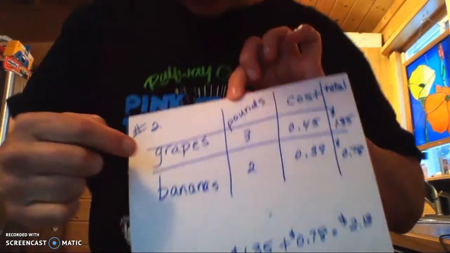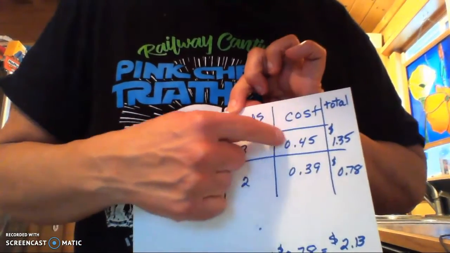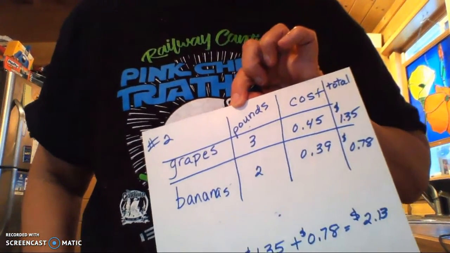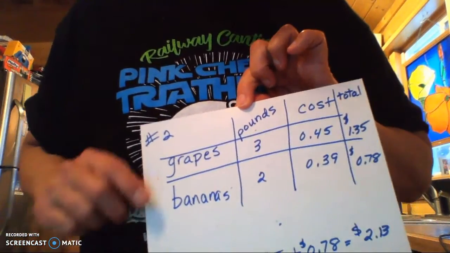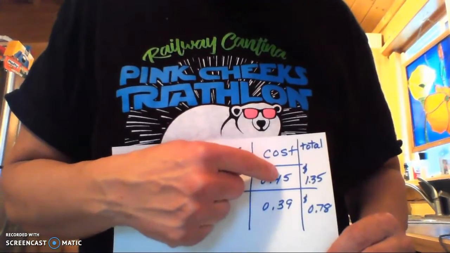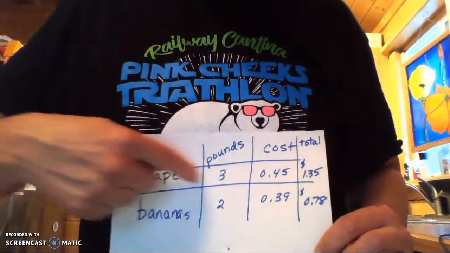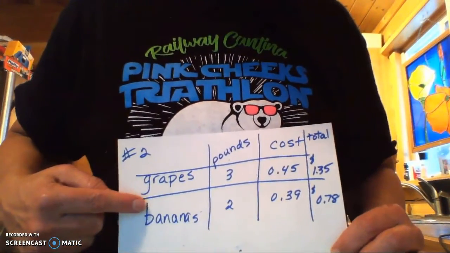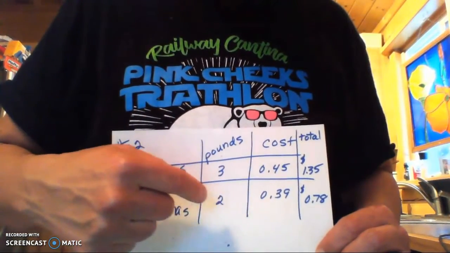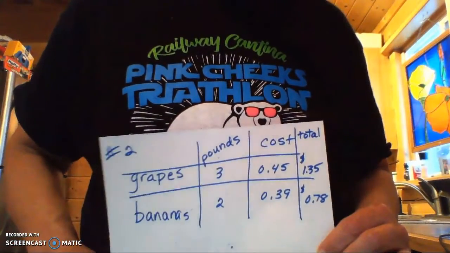So what I did is I wrote grapes and then 3 pounds, and it's 45 cents a pound. So what you have to do is find the price of each one separately and then add them together. So there's 3 pounds of grapes times 45 cents a pound. That's going to be $1.35 for the grapes. Then the bananas, there was 2 pounds that are 39 cents each. So you do 2 times 39 cents, and that's 78 cents.